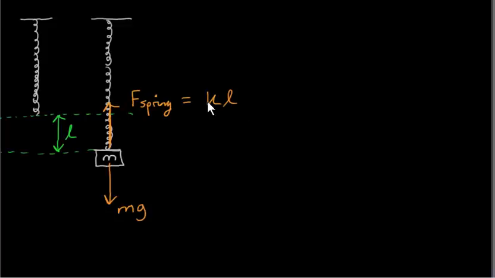k is a positive number. It's the spring constant. It depends on the material that the spring is made of. k is always positive, some fixed number for a particular spring. And L is some positive number here. We're assuming that L is just the extension of the spring, so L is a magnitude. So the magnitude of the spring force must equal the magnitude of the weight. Well, the magnitude of the weight is mg. mg is of course always positive. m is positive, g is positive.